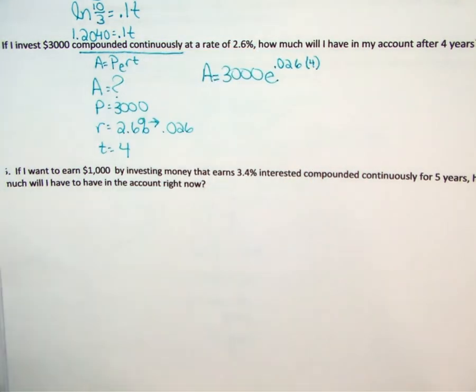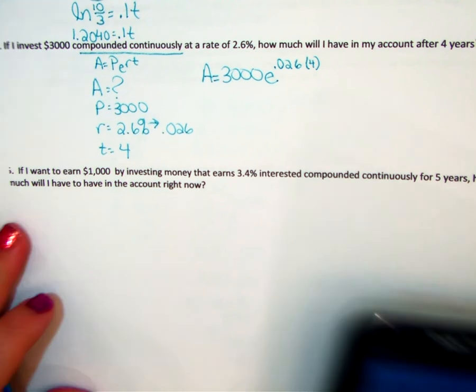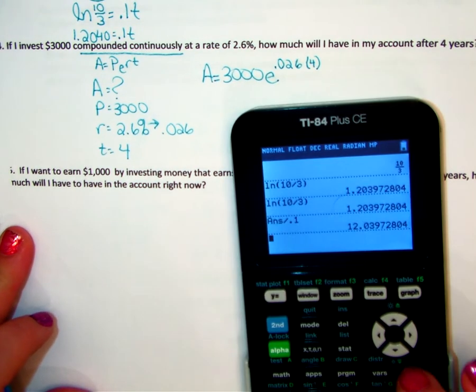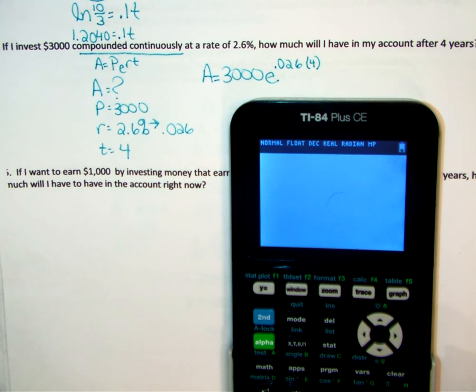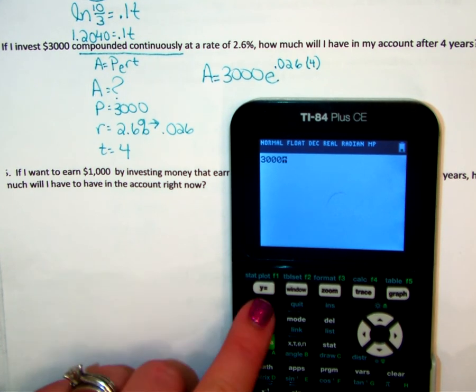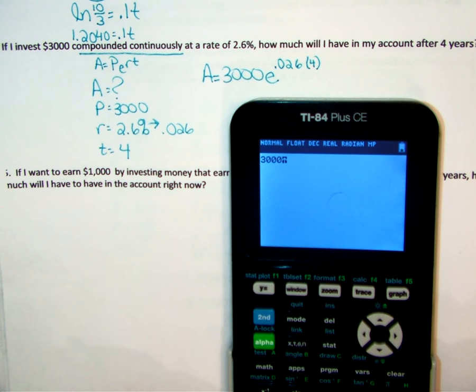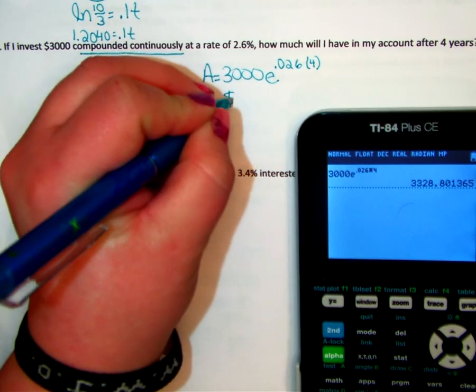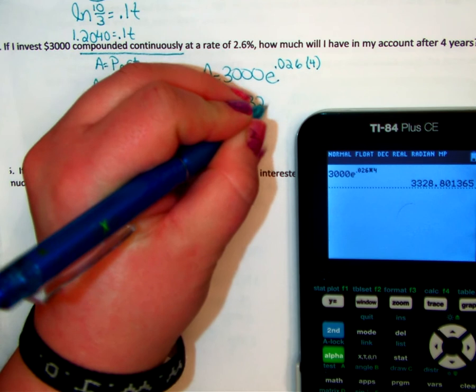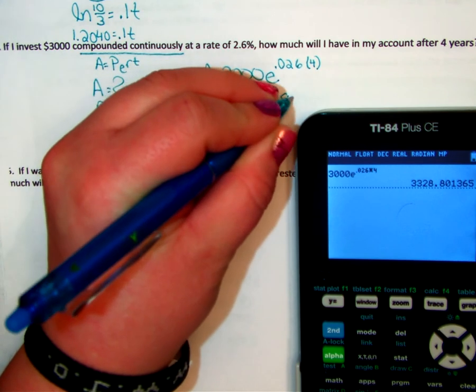Since I worked the previous one out step by step, I'm going to just show you how it would look if you tossed it all into your calculator. So we have 3,000 times e to the 0.026 times 4. And we would have $3,328.80 because we want to round to dollars and cents.